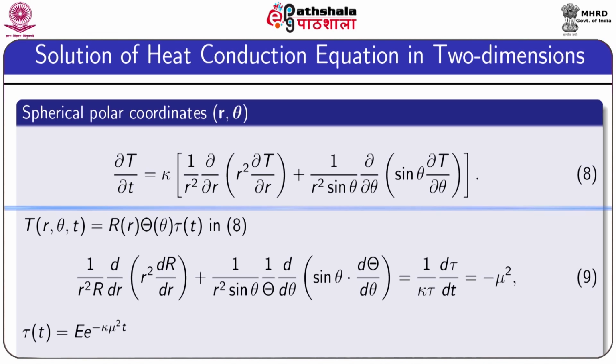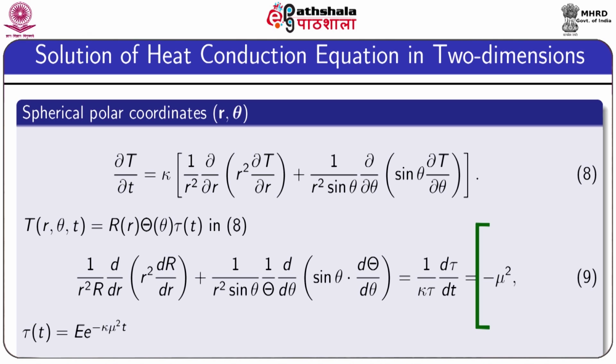Now I am going to discuss the solution of the heat equation in the spherical polar coordinate system. The equation in spherical polar coordinates is written in equation number 8. We use the same procedure: we write the variable capital T as a product of capital R, capital Theta and tau, and substitute T in equation 8 to obtain equation 9. In equation 9, we separate the variable tau from R and theta, assuming the separating constant as minus mu square because we want a bounded solution. The solution for tau is easily obtained as tau equals e to the power minus kappa mu square t.